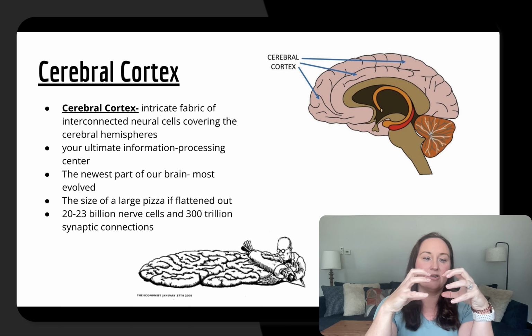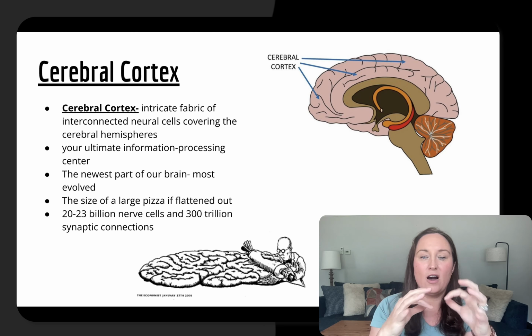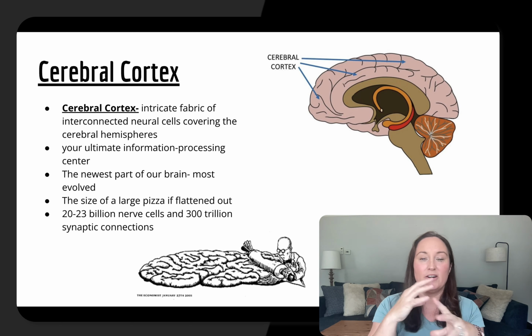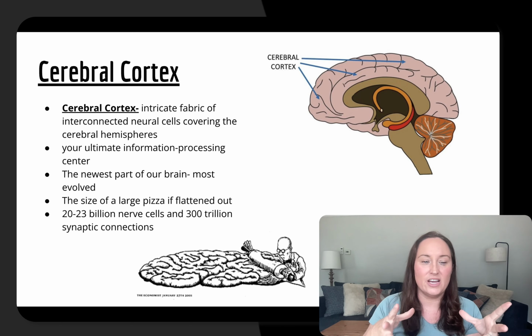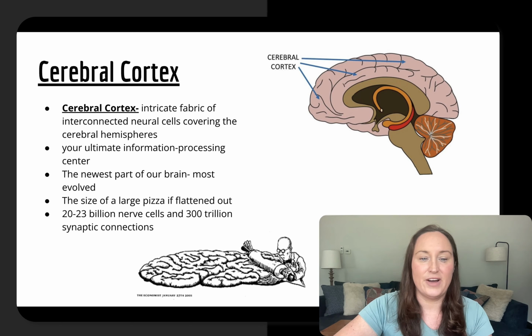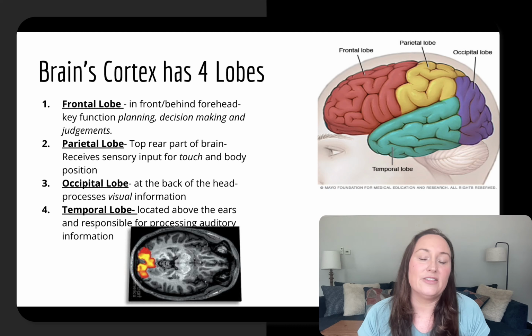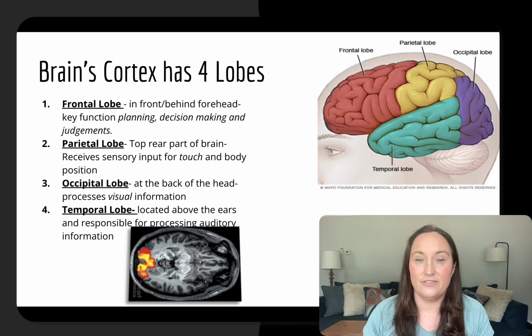This is that outer layer, and this is where those more complex thoughts are happening. And this is where we're exchanging information with all of the areas. And there are some fun facts about how much activity and how many nerve cells are going on in that part of the brain.